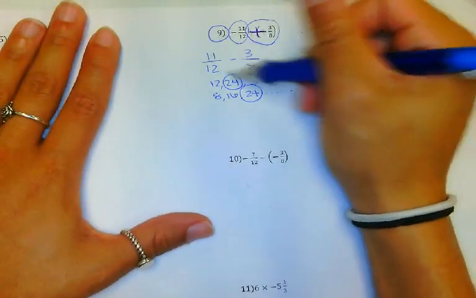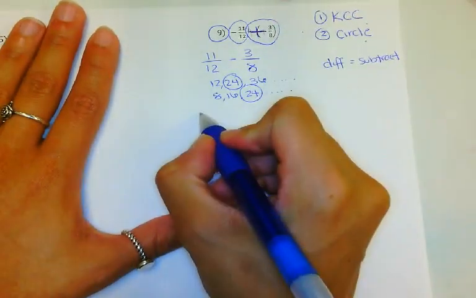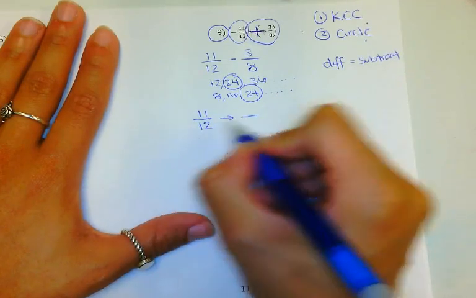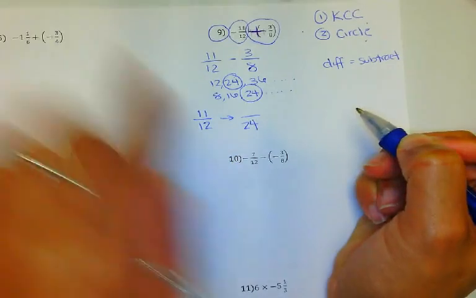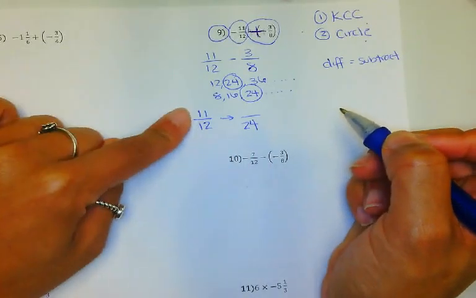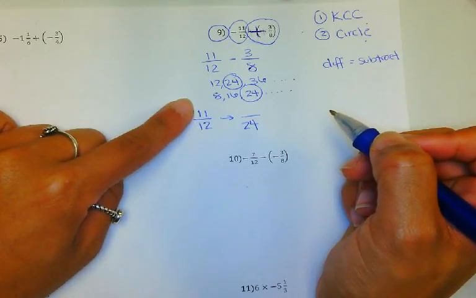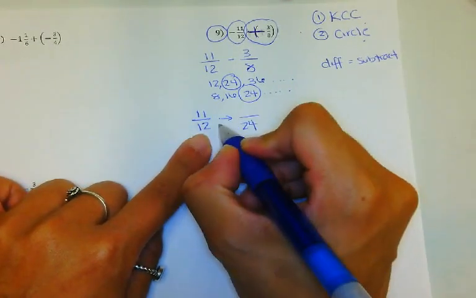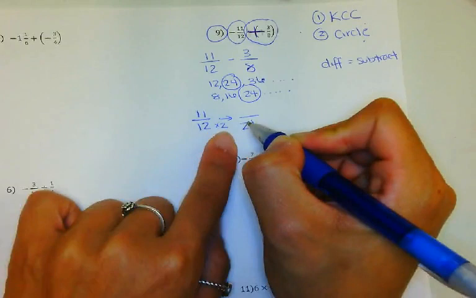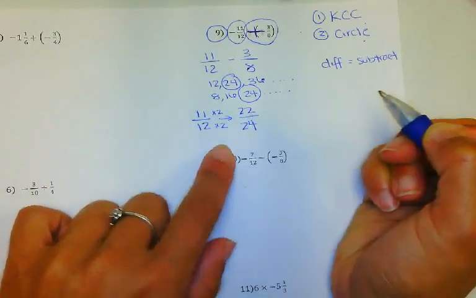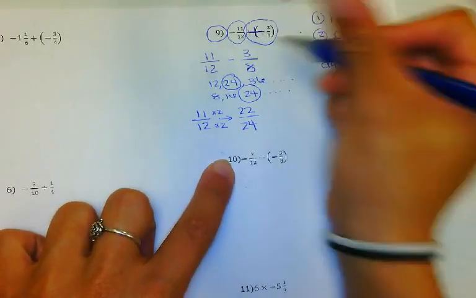So I'm going to switch this denominator to 24. So if I have 11 over 12, I want to make it to where the bottom number is 24. Well, if I do something to the bottom, I have to do it to the top. And whatever you change the bottom by, you also have to change the top. So to go from 12 to 24, I times it by 2. So whatever you do on the bottom, you do on the top. So I get 22. Now for the second one, we have 3 over 8.